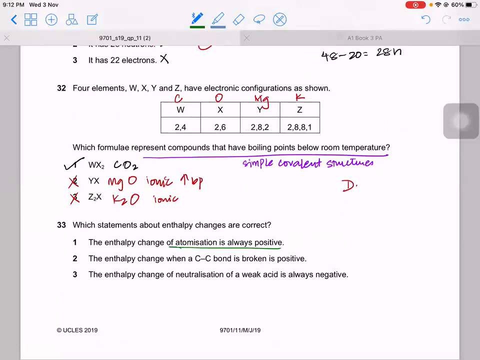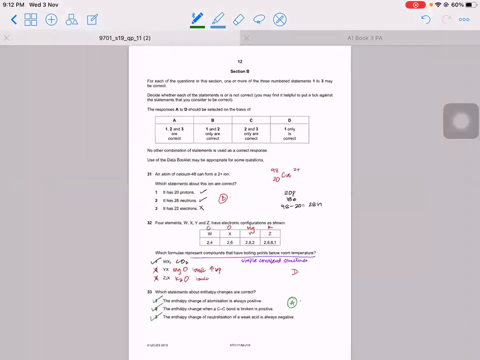Which statements about enthalpy change are correct? Atomization is always positive. Yes, that's true. Atomization is always positive because you make gaseous atoms from their constituent elements in their standard state under standard conditions. To make gaseous atoms, you always have to give energy. Carbon-carbon bond broken, the energy change is positive. Yes, bond energy is always positive. To break the bond, you always have to give energy. Enthalpy change of neutralization is exothermic. Yes, neutralization is always exothermic. The answer, therefore, is A.